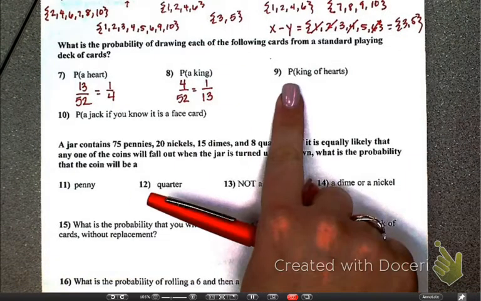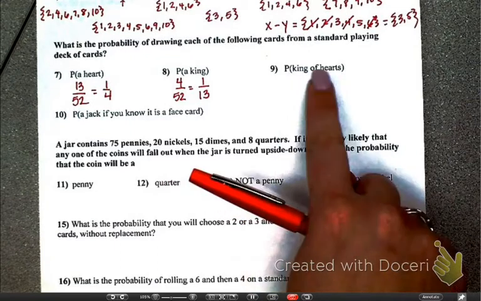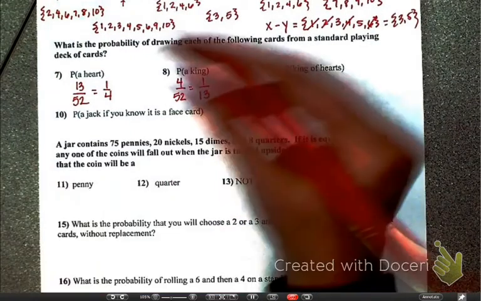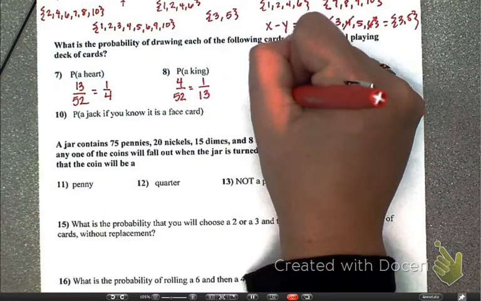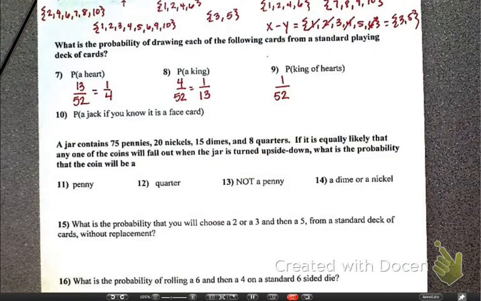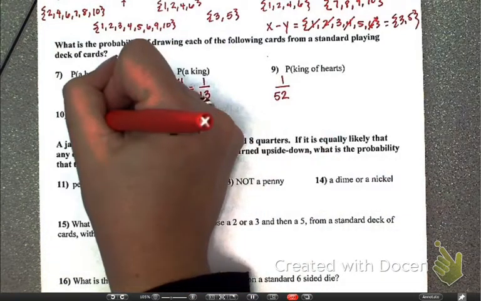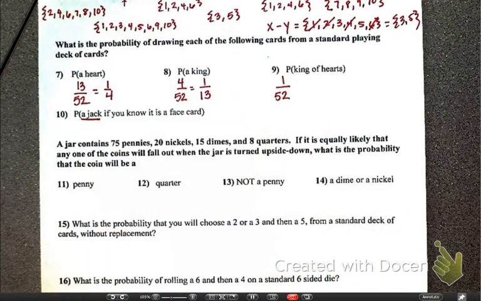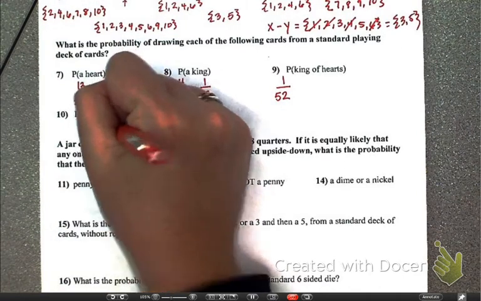What is the probability of pulling a king of hearts? There's only 1 king of hearts out of the total deck, which is 52. Now, number 10 confused some people. So, what is the probability of pulling a jack? Let's start there. How many jacks are there? 4. Okay, there are 4 jacks.